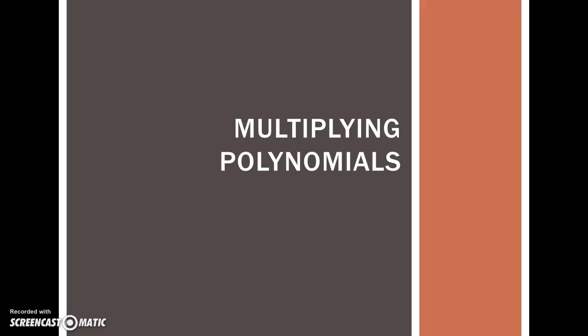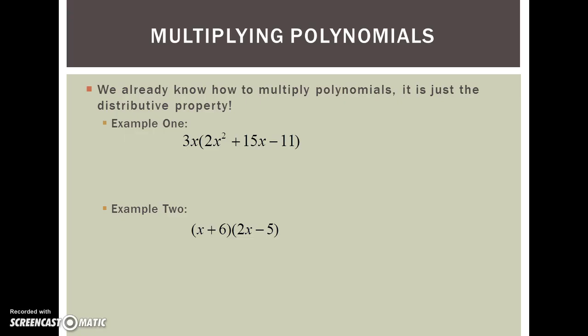We've talked about adding and subtracting polynomials, and that was really easy because it's just combining like terms. So now we're going to move on to multiplying polynomials, and I've got great news. We already really know how to do this, because multiplying polynomials is the same as the distributive property.